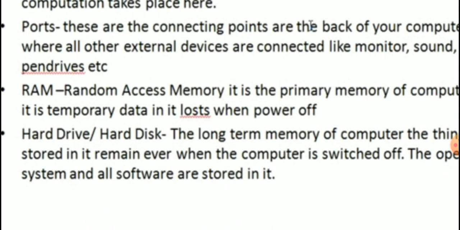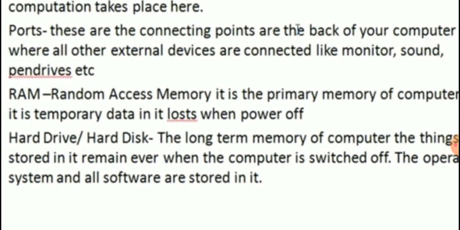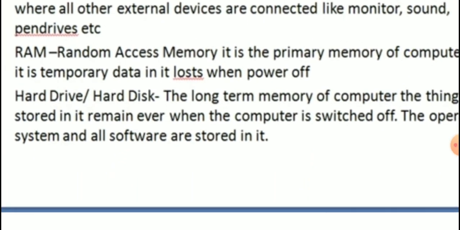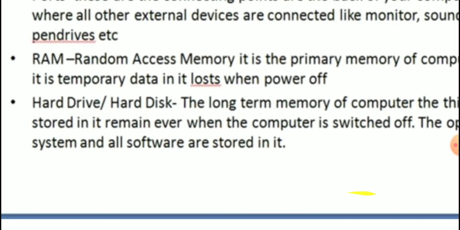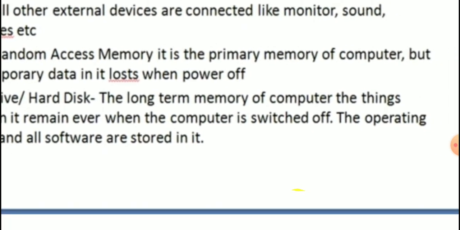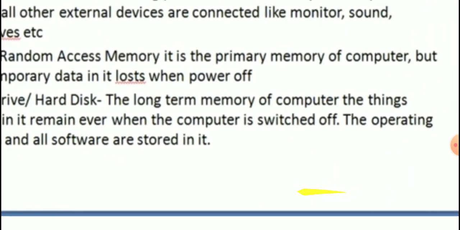Next device is RAM. Random access memory. It is a primary memory of computer, but the data in it is temporary and lost when power is off. Next device is hard drive or hard disk, the long-term memory of computer. The things stored in it remain even when the computer is switched off. The operating system and all software are stored in it.